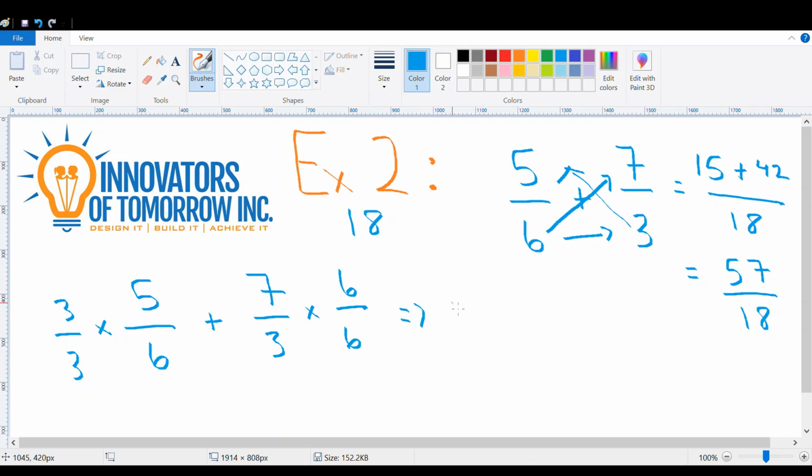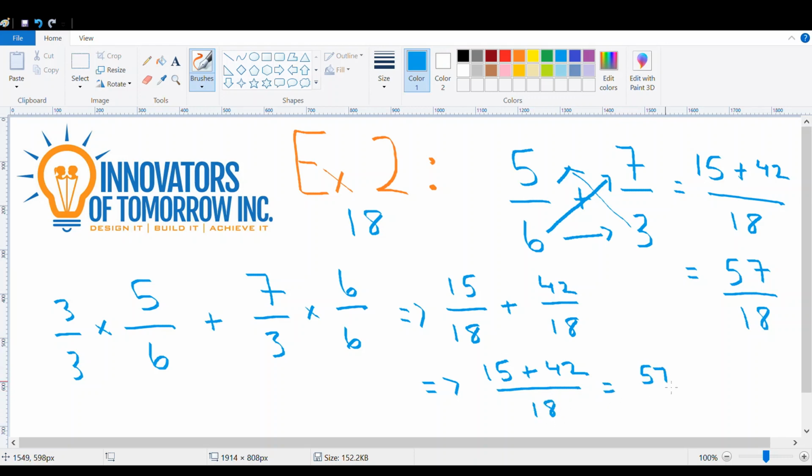This is now turned into 3 times 5, 15, over 3 times 6, 18. And then the second fraction, 7 times 6 equals 42, over 3 times 6, 18. Common denominators, we're ready to add. This is now 15 plus 42 over 18. 15 plus 42 equals 57 over 18. And we're good to go.